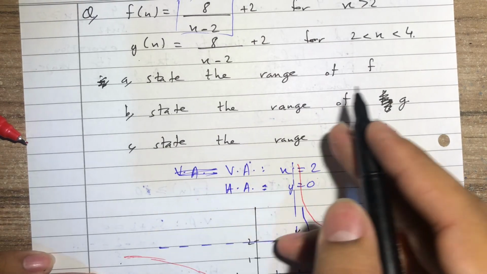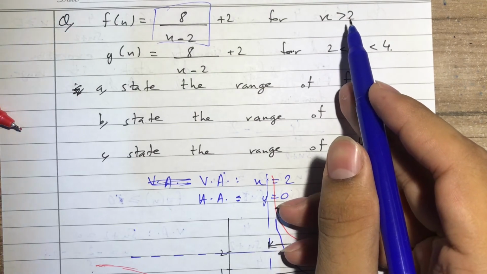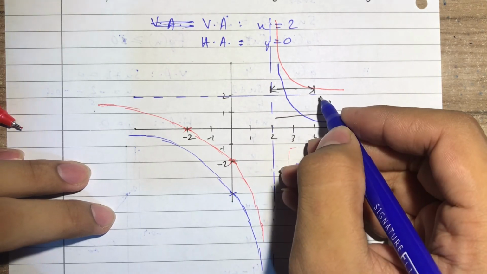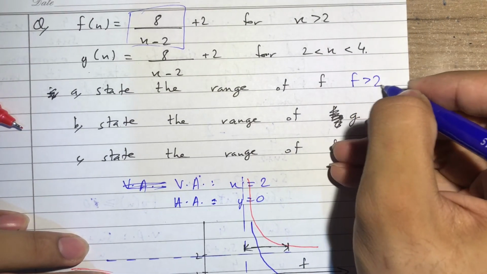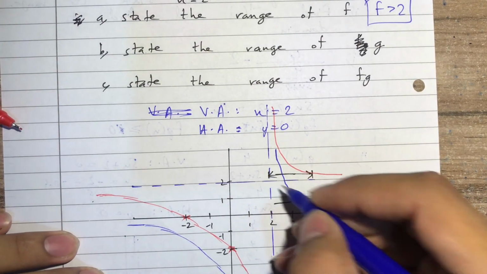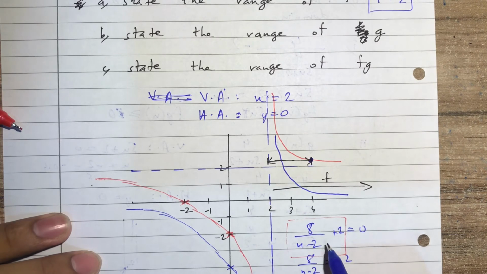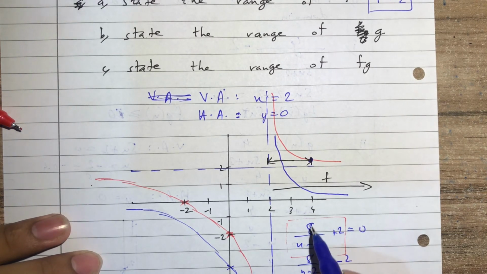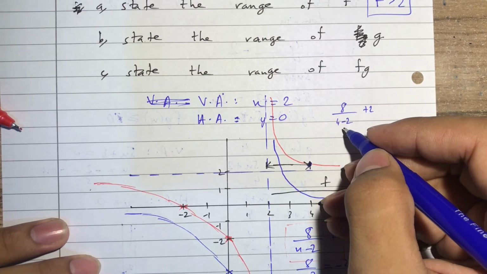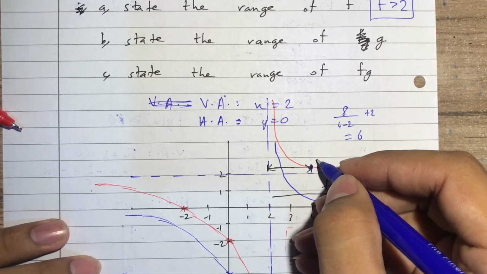Now they're saying first state the range of f. So for the range of f, we can see that if f is x greater than 2, that means it's this region. So over here, f is always greater than the horizontal asymptote, that is 2. So f greater than 2, right? For g, it is from 2 till 4. I'll find the value of y at this point. So to find the value of y, I'll input 4 into this equation, right? 8 upon x minus 2 plus 2. So 8 upon 4 minus 2 plus 2, 8 upon 2 is 4, plus 2 is 6. So over here y is 6, right?